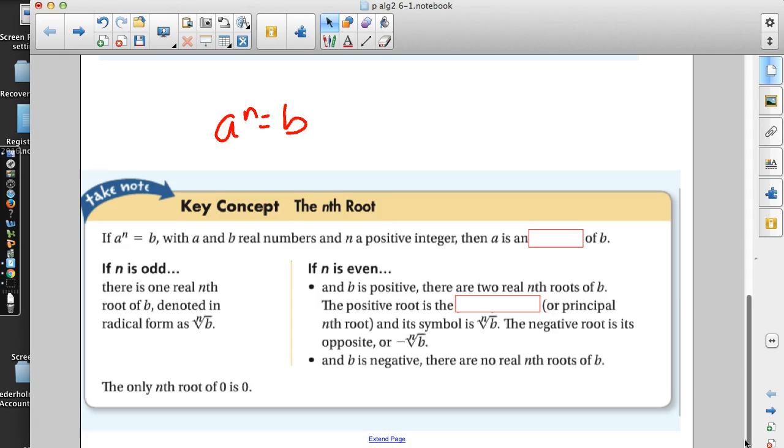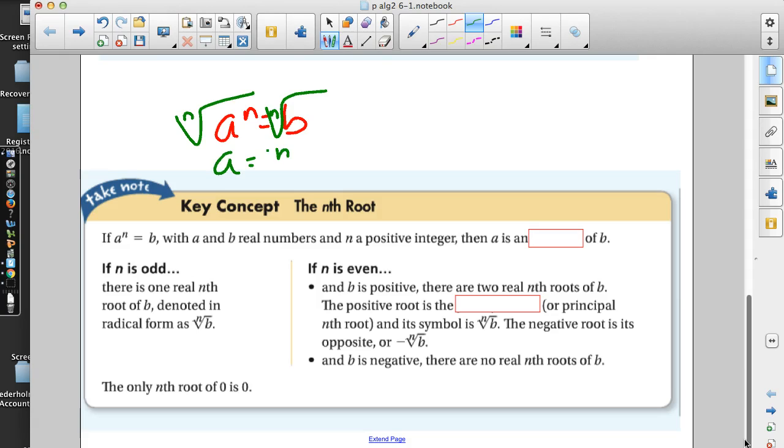So what we're saying here is, what if you wanted a all by itself? Well, you would have to take the nth root of both sides, because what we do to one side, we have to do to the other. And that would give you a equals the nth root of b. Forwards and backwards. If we can write it as a power, we need to be able to write it as a root and go both ways. So if a to the n equals b, with a and b real numbers, and n is a positive integer, then a is called an nth root of b.